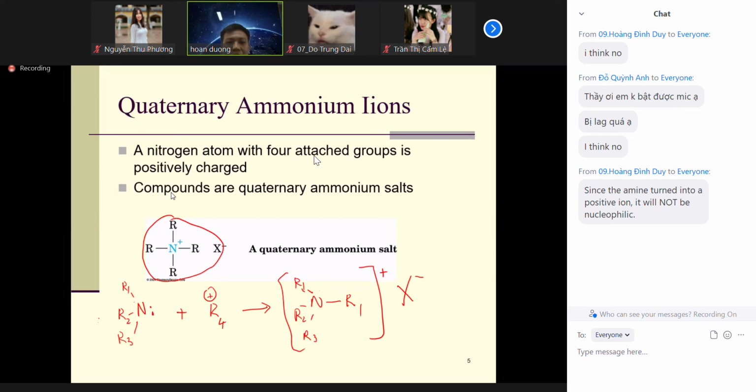Ok, bạn Hoàng Đình Duy, right, thank you Duy, có gửi đến chat. Yeah, you know that one, it no longer has basicity anymore when you put more substitution on the nitrogen.